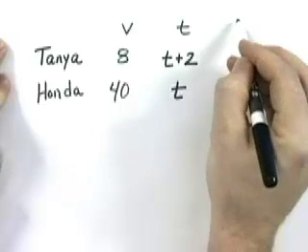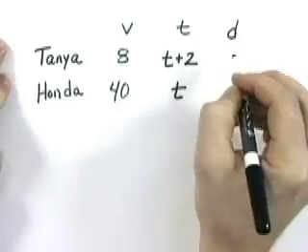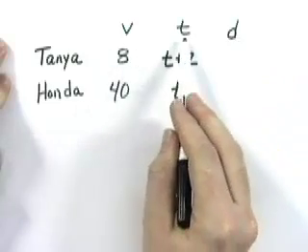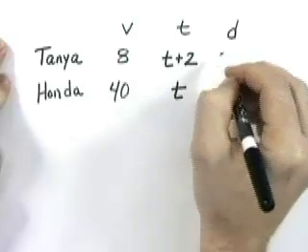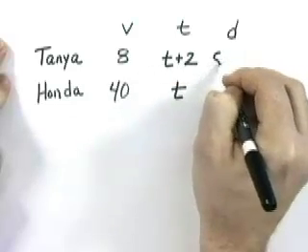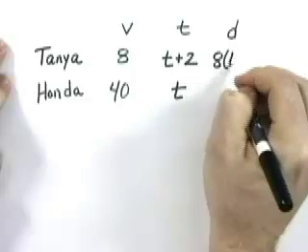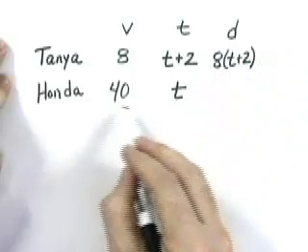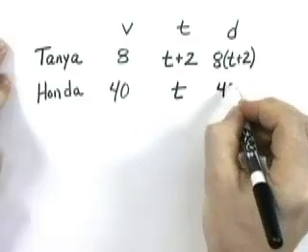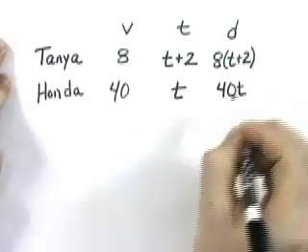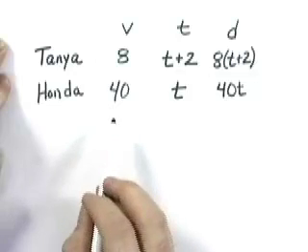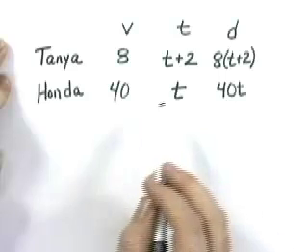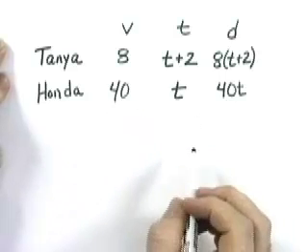Finally, we want to know the distance. How far is each gone? Well, because velocity times time gives me distance, we know that the distance of Tanya is going to be 8 times T plus 2. We know that the distance the Honda is going to travel is 40T. I mean, just think about your own situation. If you were in a car traveling 30 miles per hour for 2 hours, you will have gone 60 miles.